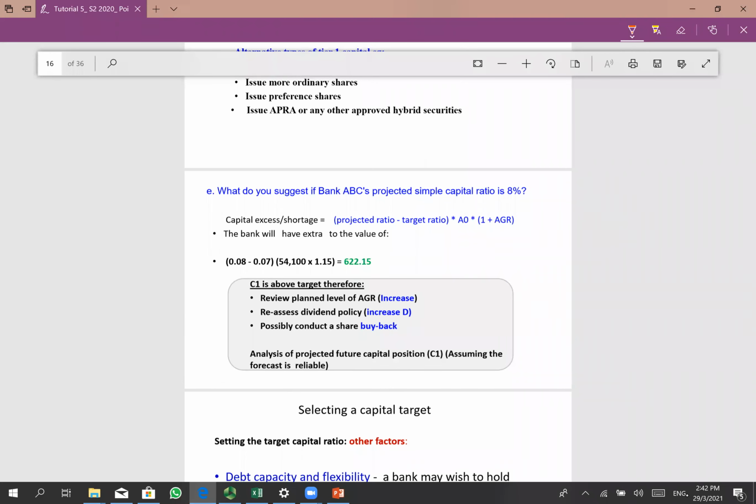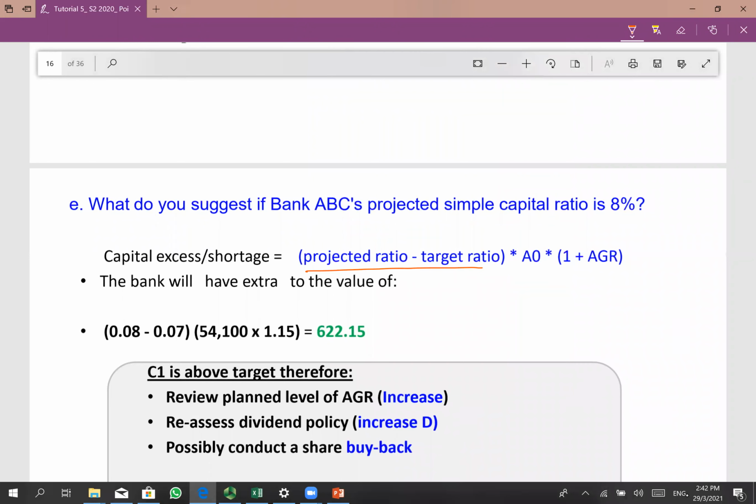This is the formula. Projected ratio, the one I calculated. Target ratio was 7%, times the assets, which is 54,100 at time zero, CA0, times its growth, which is 1 plus 15%. Now I can calculate.